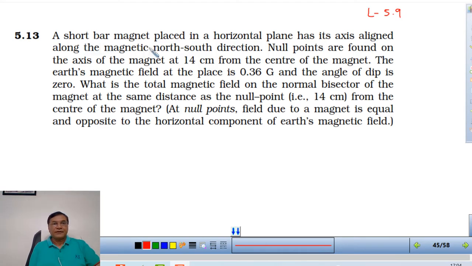A short bar magnet placed in a horizontal plane has its axis aligned along the magnetic north-south direction. First I prepare the figure.